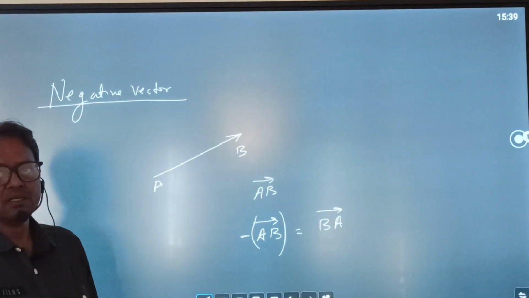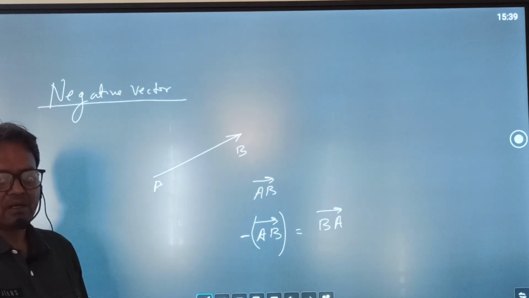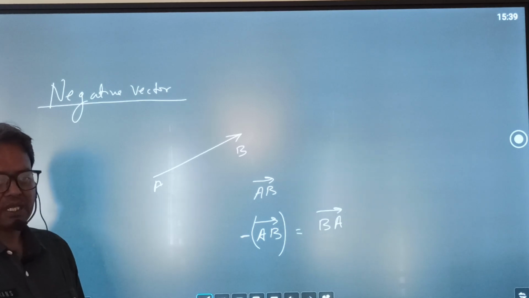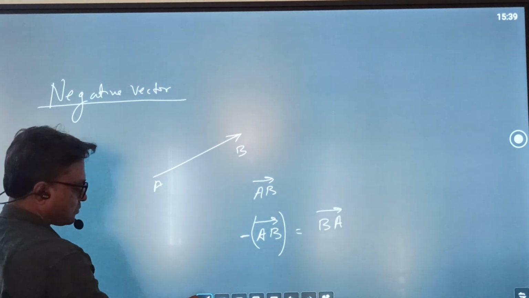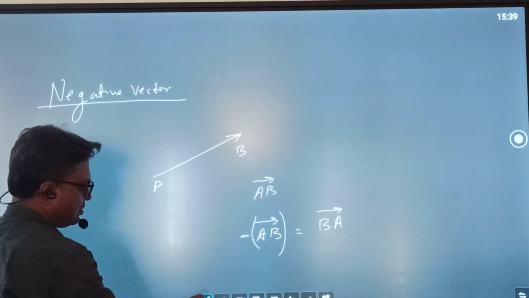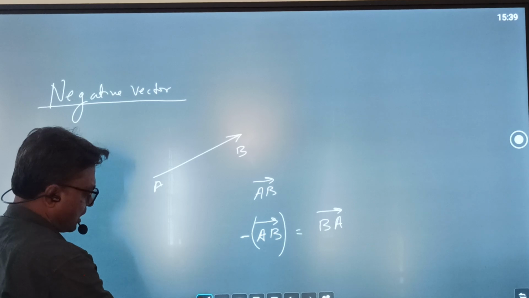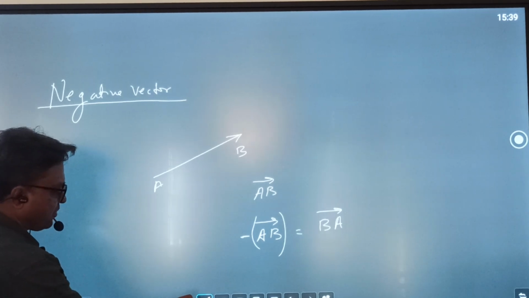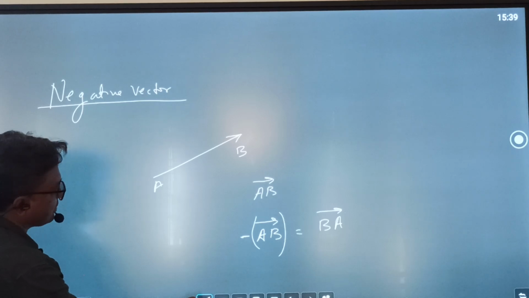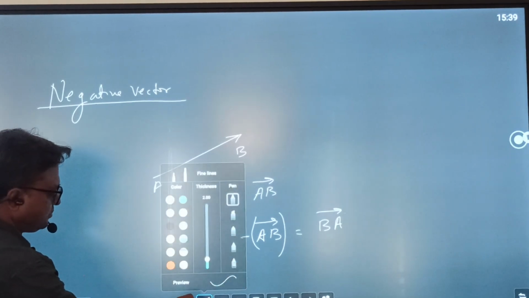It simply means when we multiply any vector with a negative sign, its direction reverses. Tail becomes head and head becomes tail. So this is all about the negative vector. These two are of prime importance in physics. Right now we will discuss only the unit vector and negative vector.